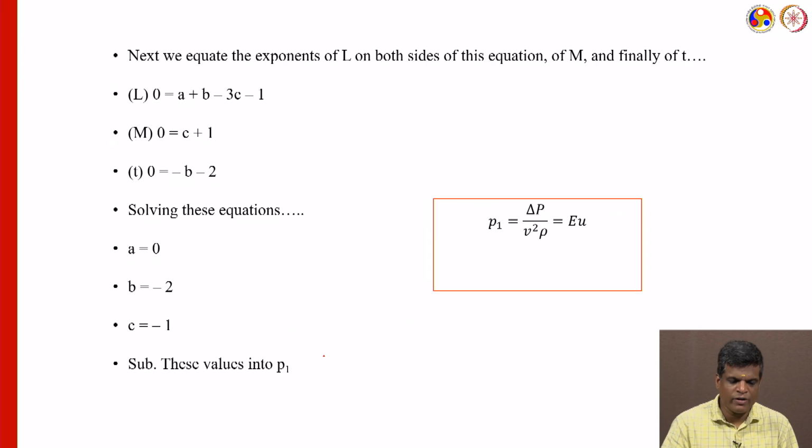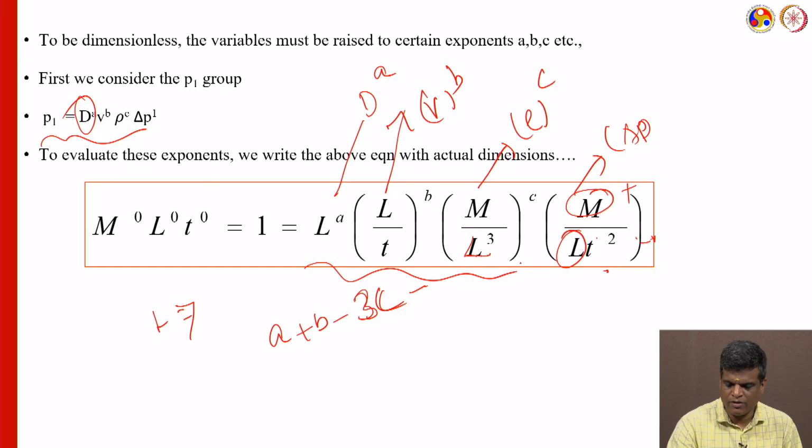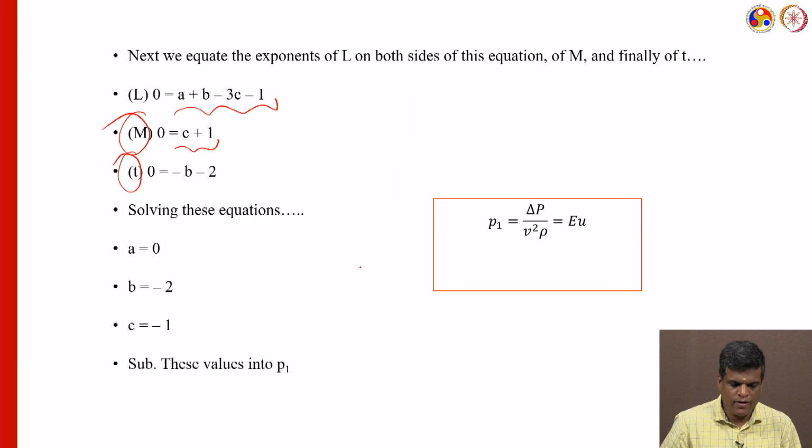So in such a way we have to write A plus B minus 3C, 1 for x to the exponent M also, write C plus 1, then for time you write 0 equal to minus B. The time here, there is a one time here and here also, that's only minus B minus 2. When you solve this equation, it's very easy because you can solve from here, then B directly equals minus 2.